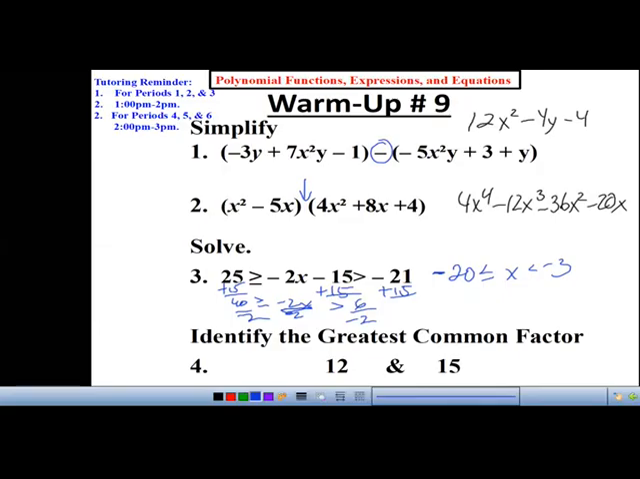All right, so let's look at identifying greatest common factors.